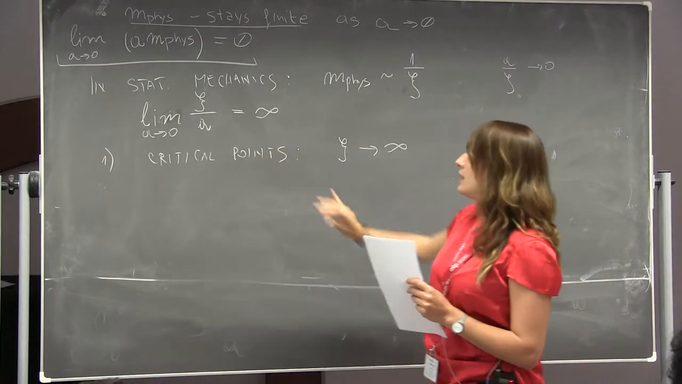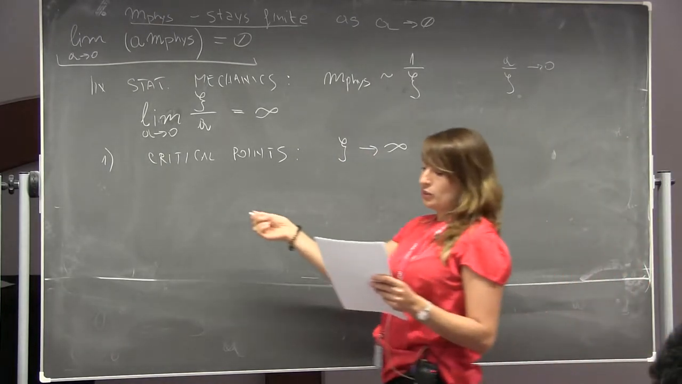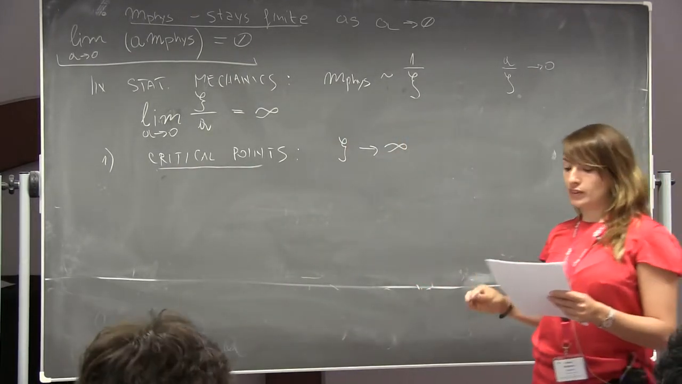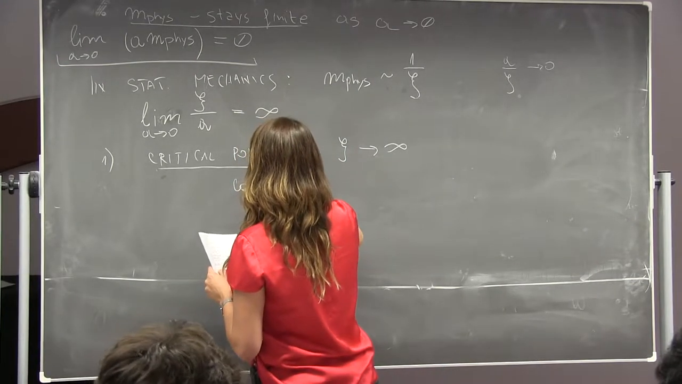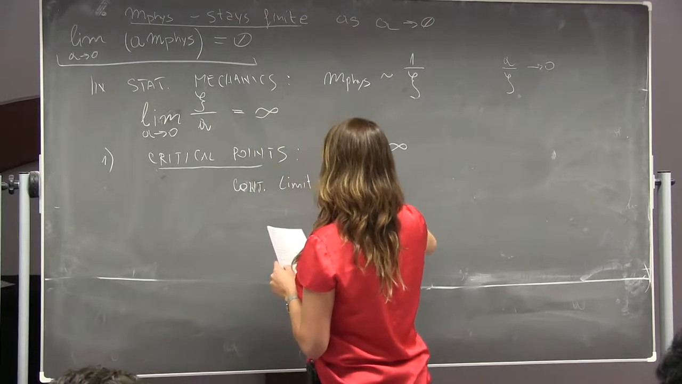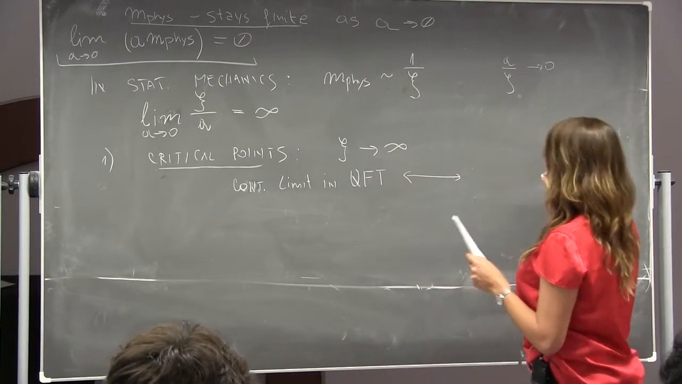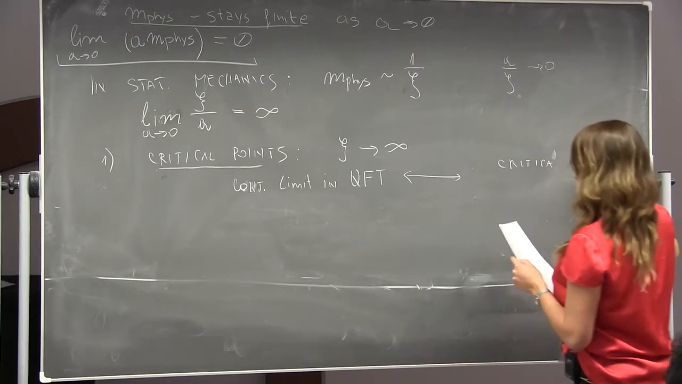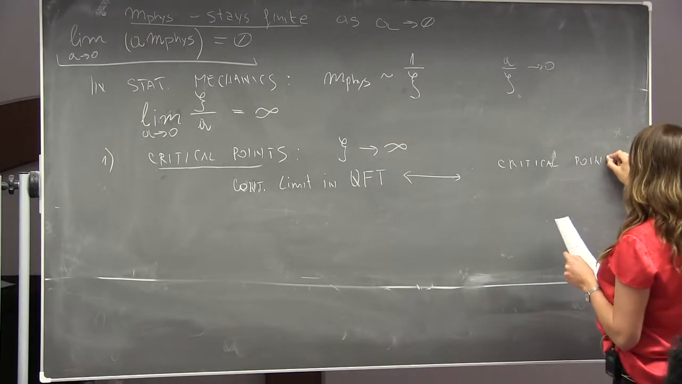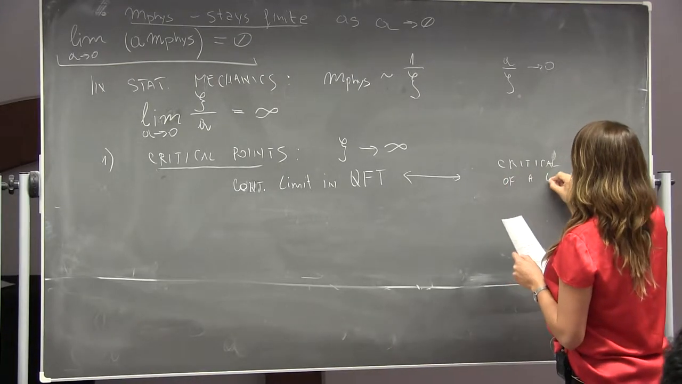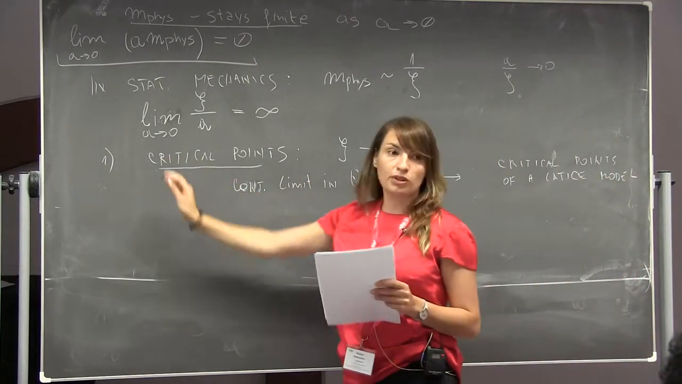So this tells us that, in a way, the continuum limit of a quantum field theory is related to the critical points of a studied lattice model. So the continuum limit in a quantum field theory corresponds to the critical points of some lattice model. So this is the first conclusion we draw from statistical physics.